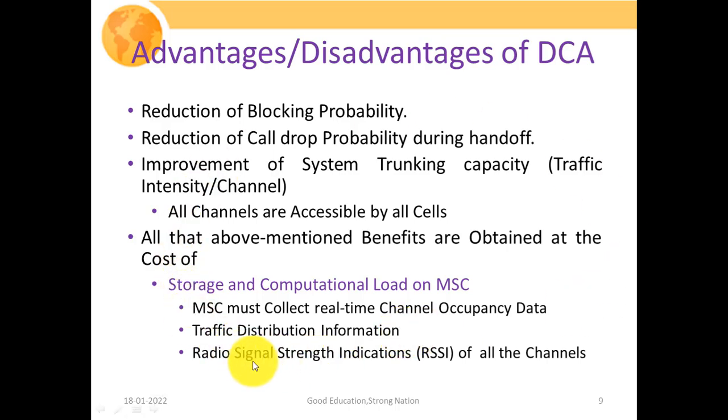Then the RSSI, or received signal strength indicators, of all the channels, so that it can facilitate proper handoff. If it does not track this RSSI, your handoff call might get dropped. So hopefully you have got the idea about cellular capacity as well as channel assignment strategies.